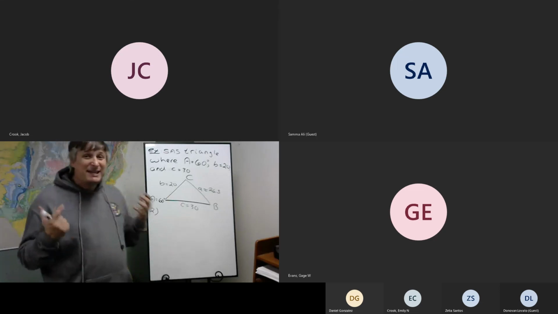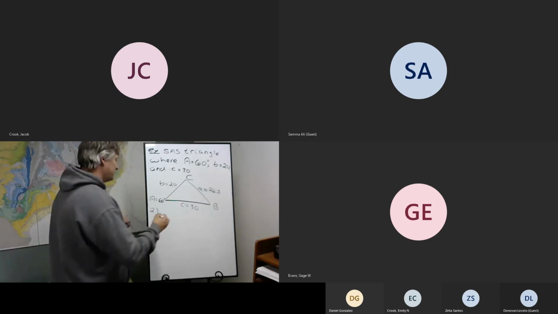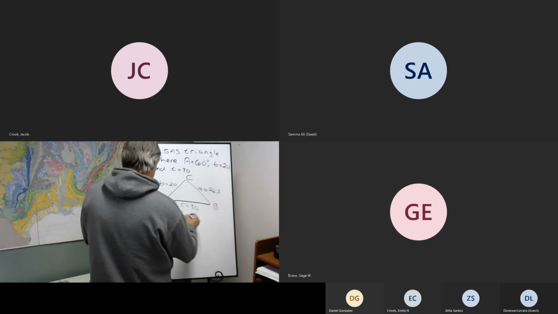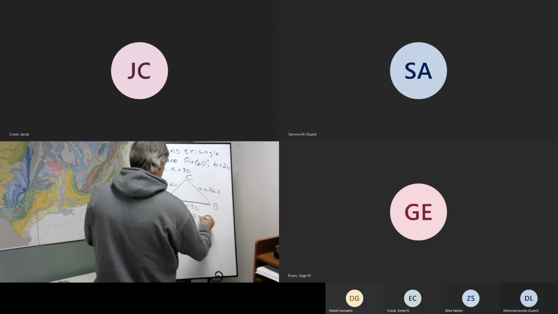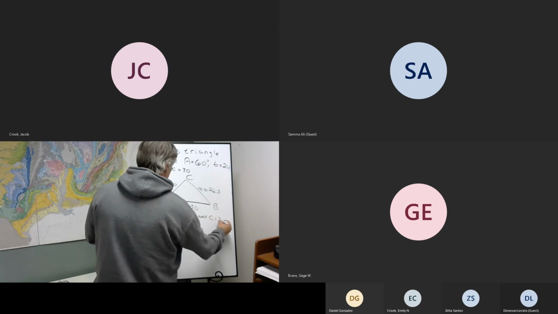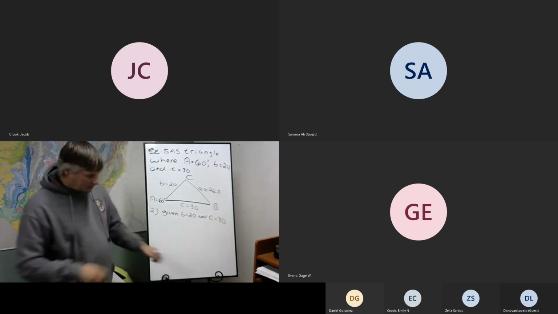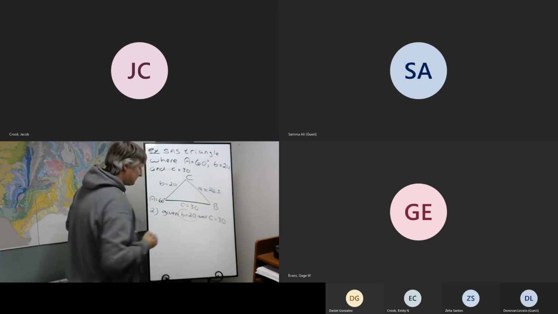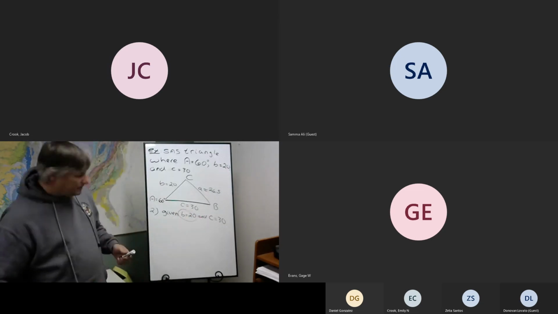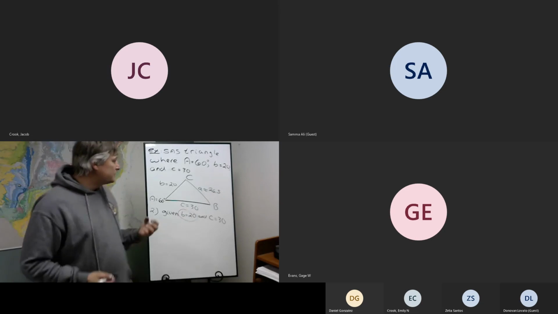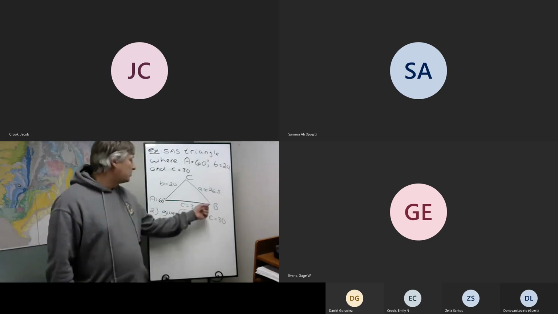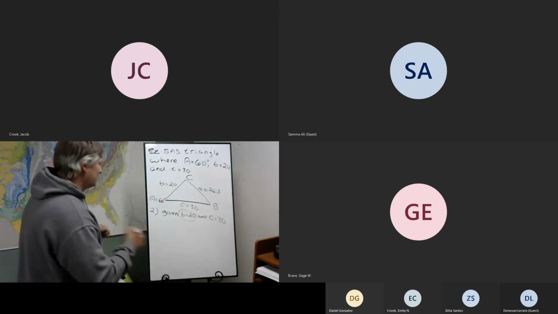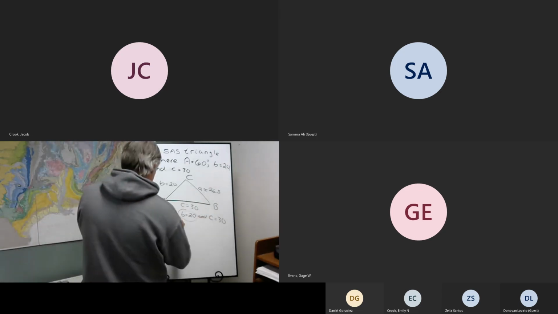Now, of the given sides, we're given B is 20 and C is 30. So the smaller of those two sides is going to be B is 20. So that being the case, we're going to solve for the angle across from the shorter side, which is going to be angle B. So that means we're going to use this.